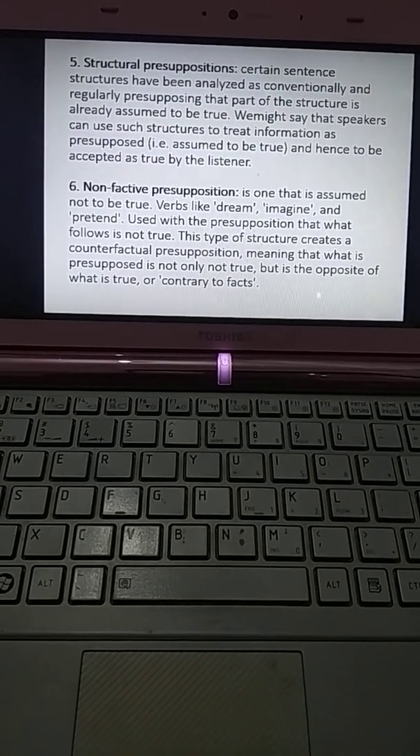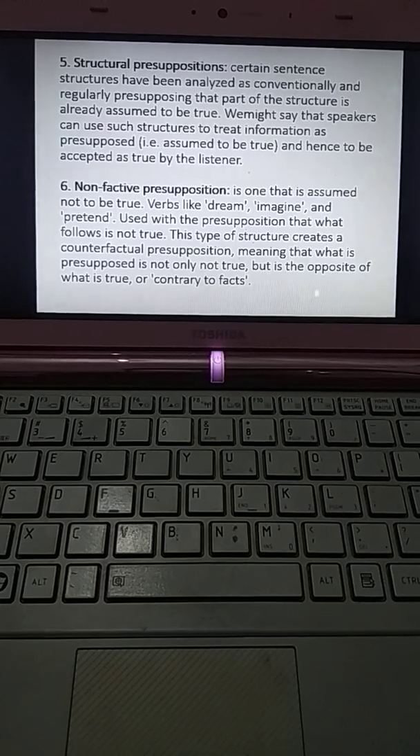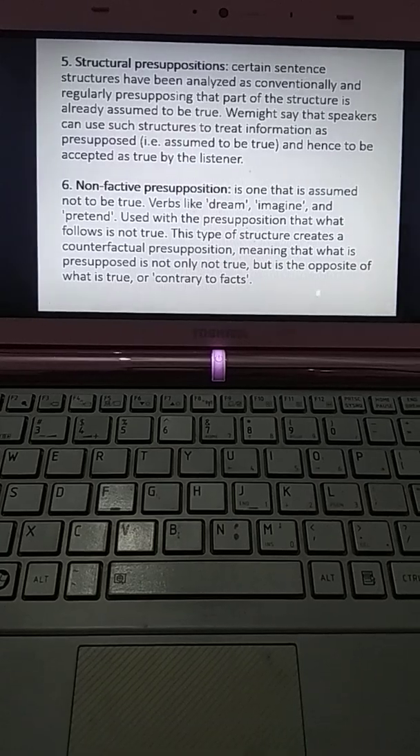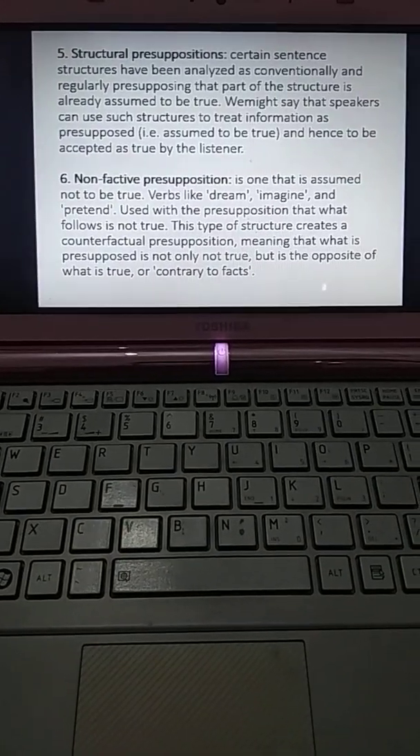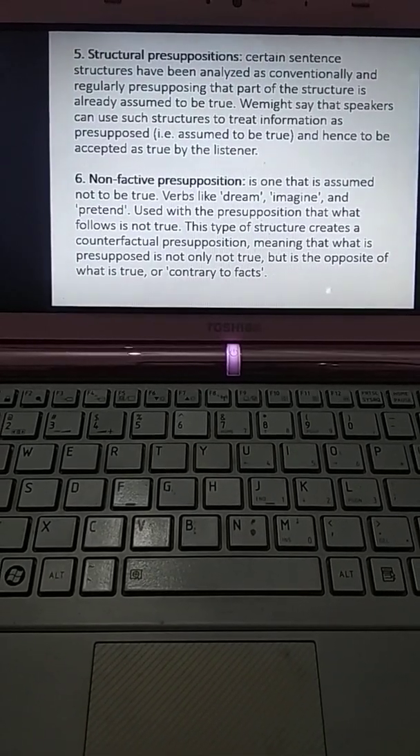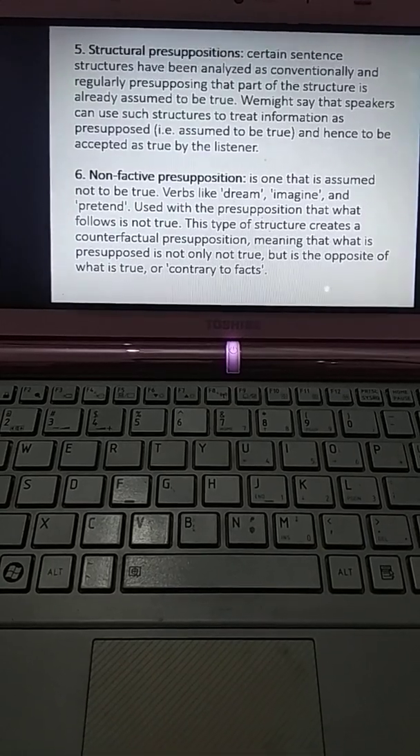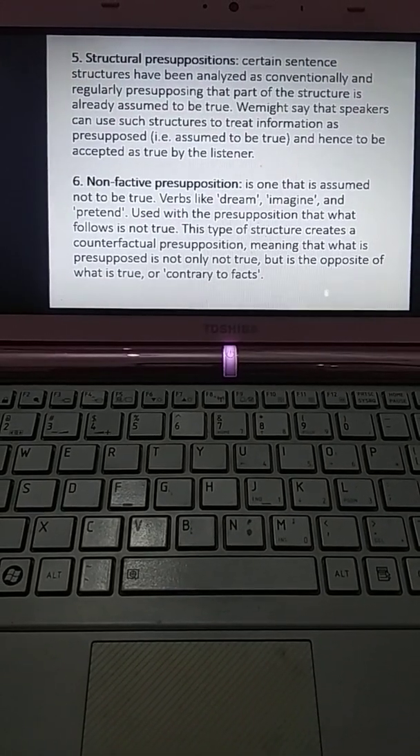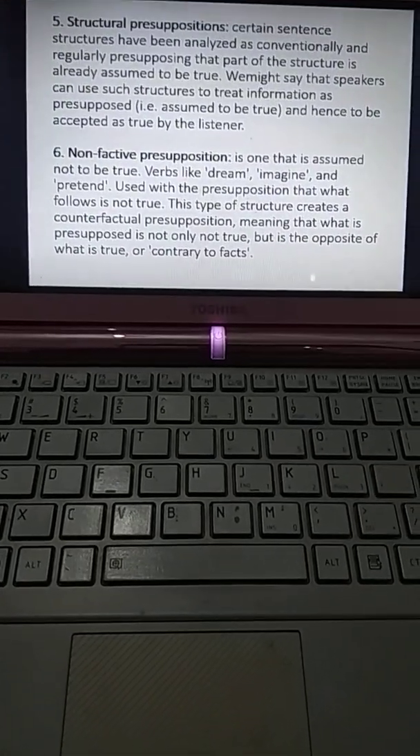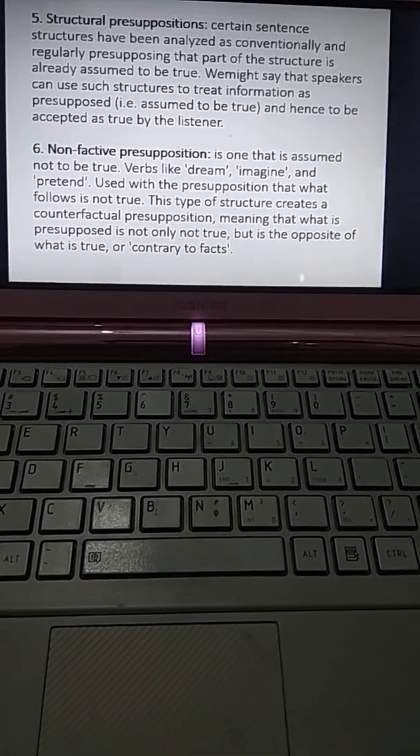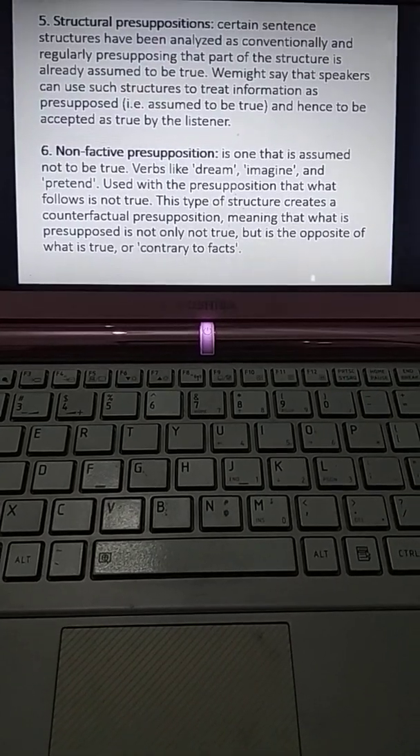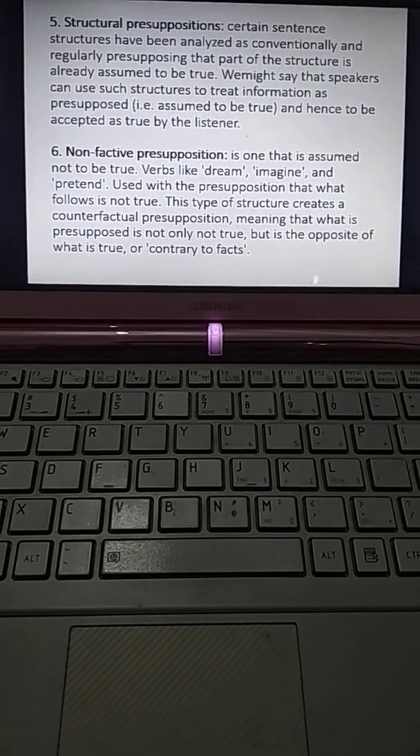Next, number five, structural presupposition. Certain sentence structures have been analyzed as conventionally and regularly presupposing that part of the structure is already assumed to be true. We might say that speakers can use such structure to treat information as presupposed or assumed to be true, and hence to be accepted as true by the listener.